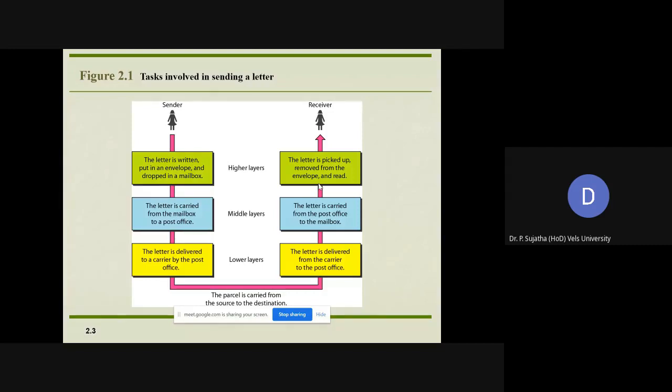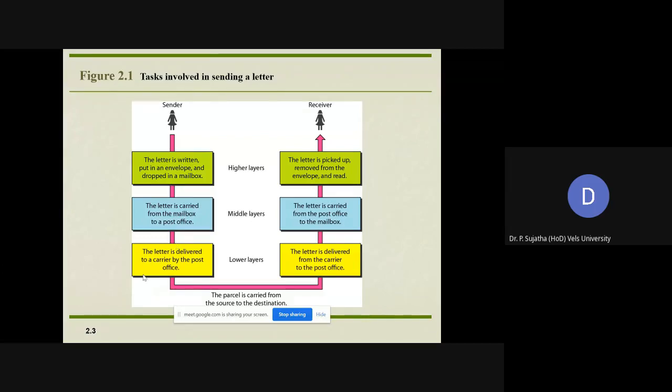So some procedures are there, and those procedures are known as the layers. The upper layers are called higher layers, the middle layers are called middle layer, and the lower layers are called lower layer. In our real-time example, this procedure follows three layers: higher layer, middle layer, and lower layer. What is the task of the higher layer? You have written the letter, kept it in the cover and handed over the letter to the post box.